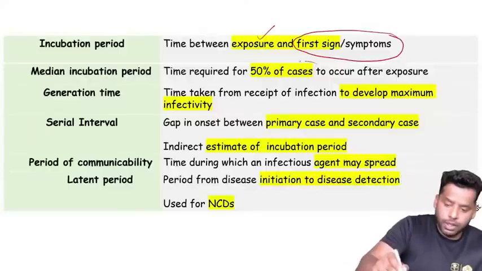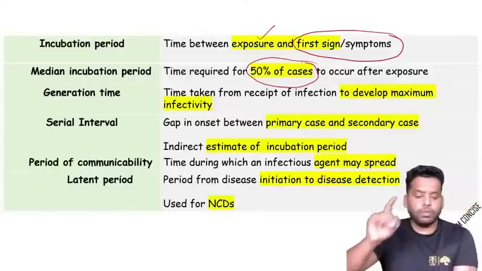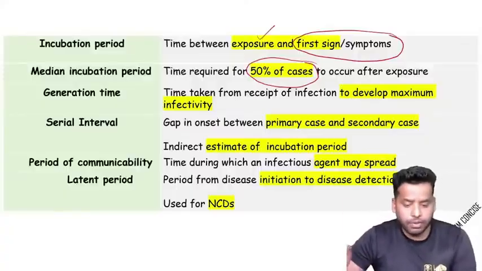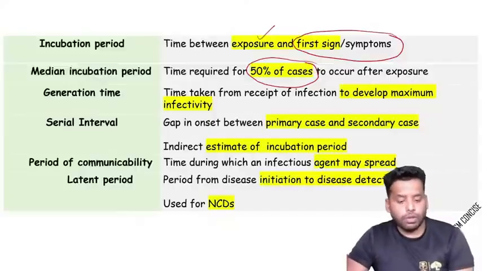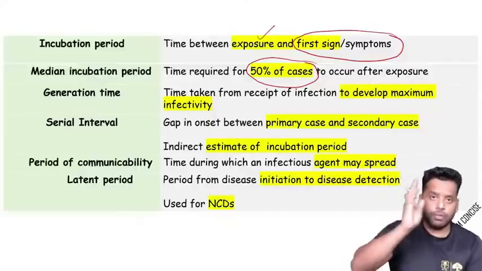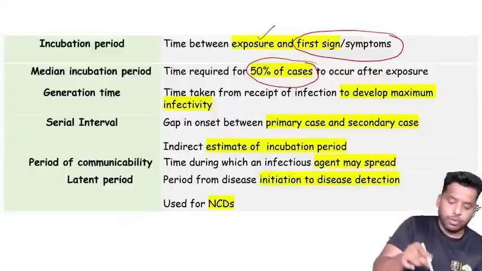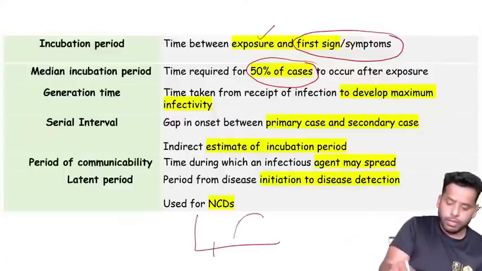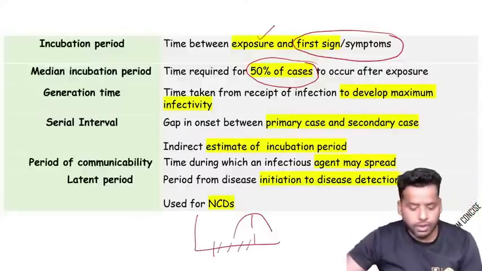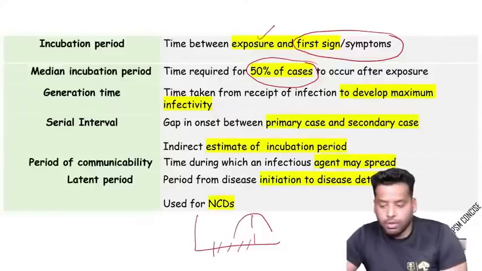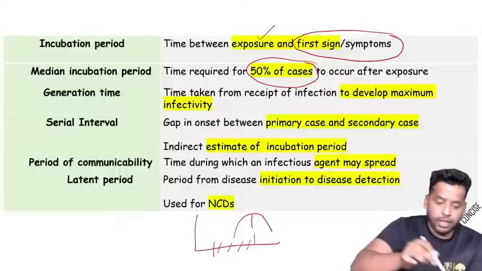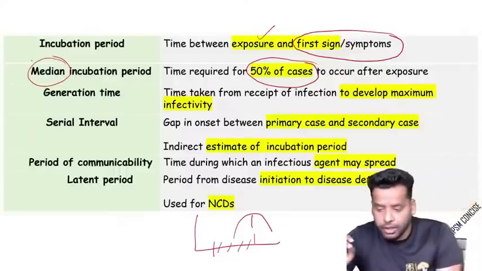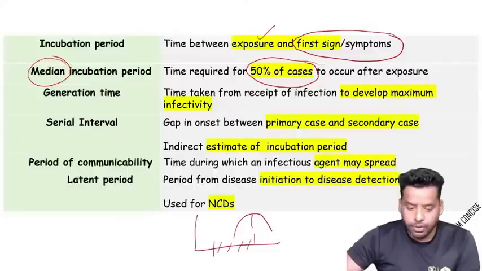Starting from exposure, how much time did it take for 50% of the cases to develop? See the words properly: after finishing the outbreak, out of the total number of cases, take 50%. What is that time called? From exposure to 50% of the cases, it is the median incubation period.